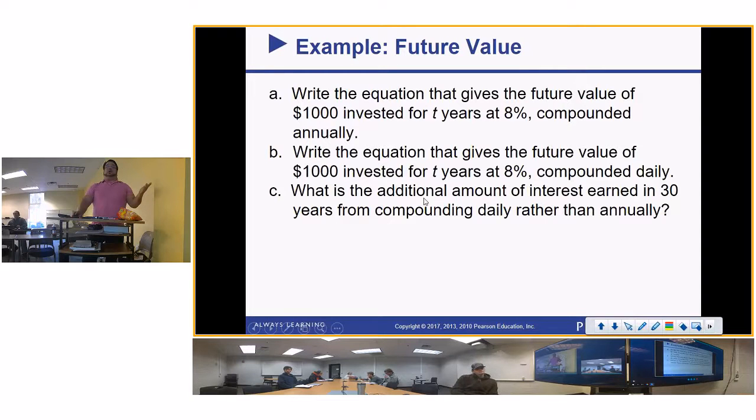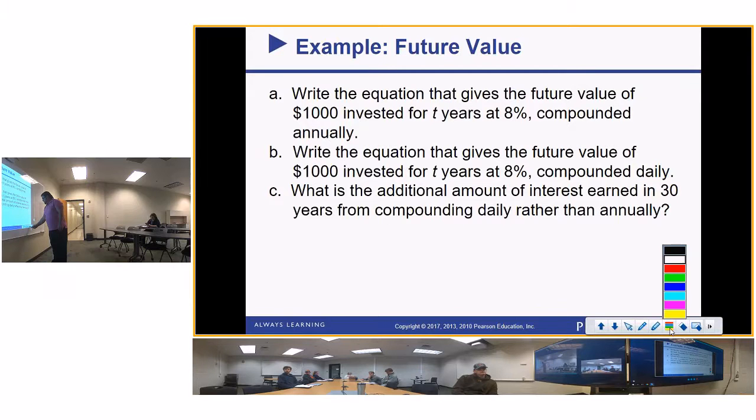Now, I'm not going to go through this for you because I think most of you know how to do it. Annually means 1. Daily, what is N? 365. And let's see, what is the additional amount of interest earned in 30 years? Well, then you would calculate. Now, you would put in 30 here, but here it says write the equation that gives future values of 1,000 invested for T years. So I think what they're wanting you to do there is graph. They're wanting you to have an equation and graph, and then you can just pull it up on the table for 30. That's what I think this question is going to ask.